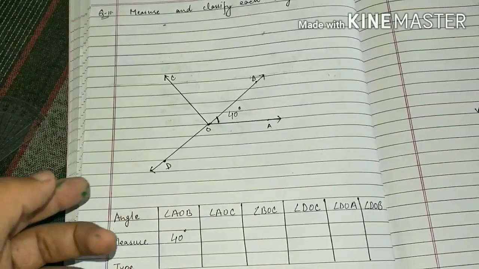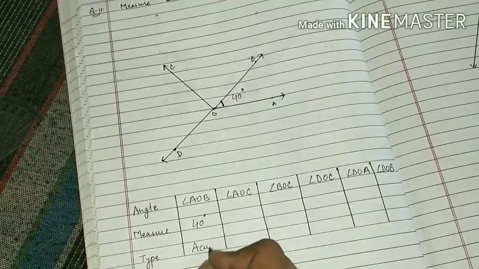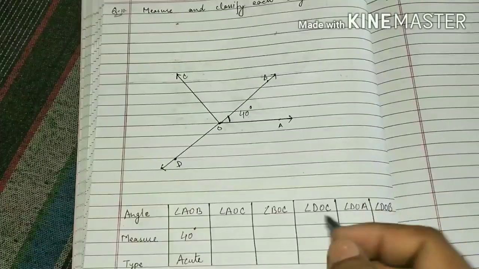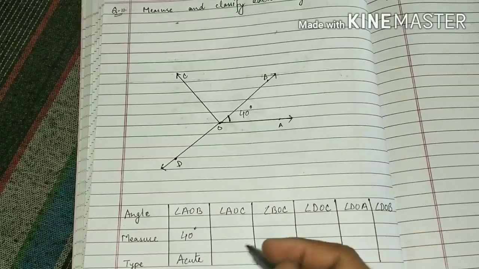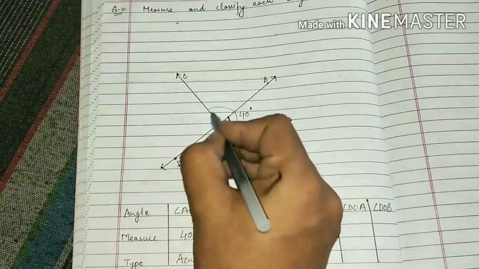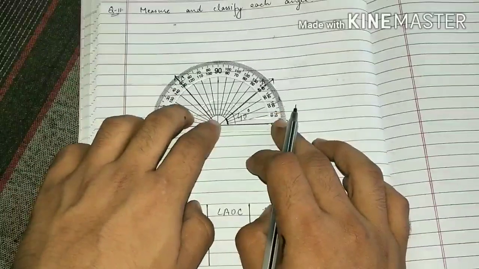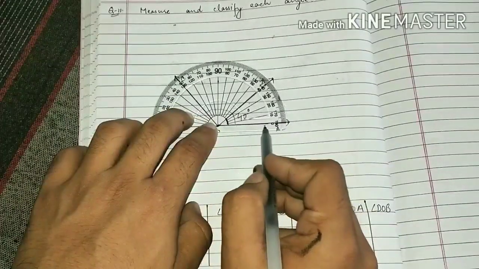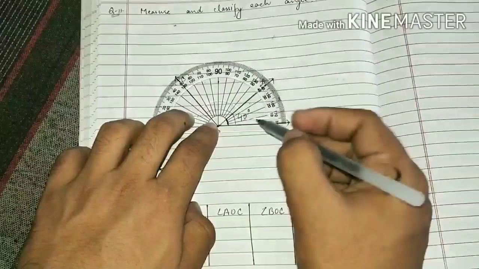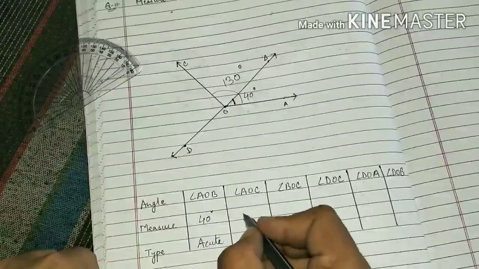And if the angle is 40 degree, then what will be its type? It will be acute angle. Why? Because it is less than 90 degree. Okay. Now we have to measure angle AOC. Okay, angle AOC. This one. This angle we have to measure. Then again we will keep the middle point of the protractor at vertex, that is O, and see that both these lines are coinciding. Now see the angle. Angle is 130 degrees. So angle AOC is equal to 130 degree.